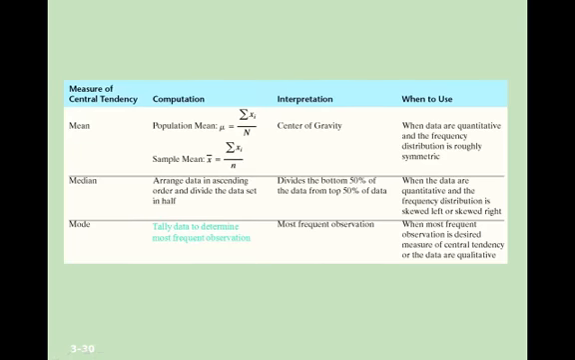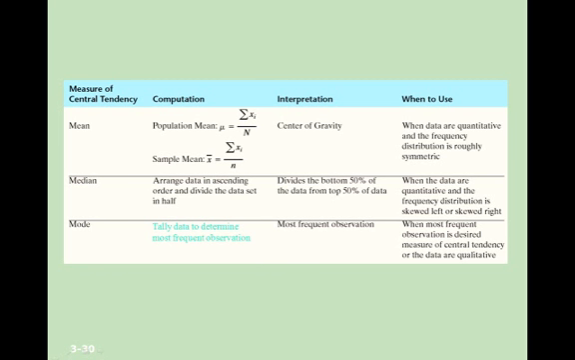So let's look at the 3 measures of central tendency that we've just discussed. We looked at the mean, the median, and the mode. To calculate the mean, remember it's the sum of the data values divided by the total number of values. And we use this when the data are quantitative and the frequency distribution is roughly symmetric. Since it is not a resistant value, we need them to be symmetric to use the mean. The median, remember, we found by arranging the data in ascending order and dividing it in half and using the middle value. We'll use this when the data are quantitative and the frequency distribution is skewed left or right.